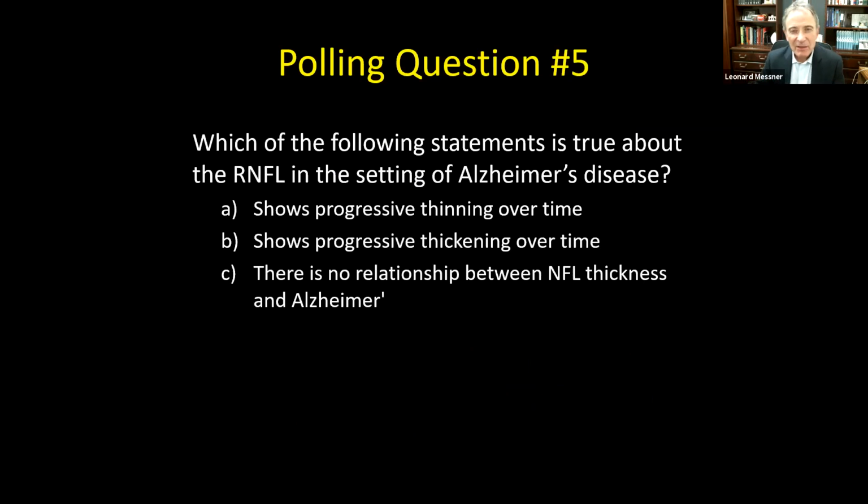So with that, let's go to our last polling question, which is, which of the following statements is true about the retinal nerve fiber layer in the setting of Alzheimer's disease? A, shows progressive thinning over time. B, shows progressive thickening over time. C, there is no relationship between nerve fiber layer thickness and Alzheimer's dementia. Or D, not sure. That's why I'm here.